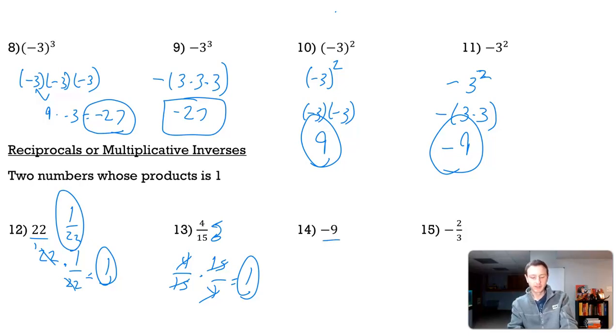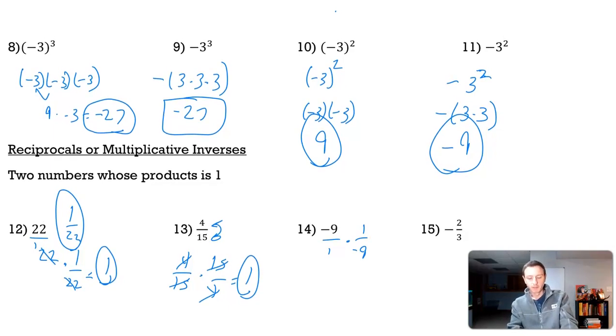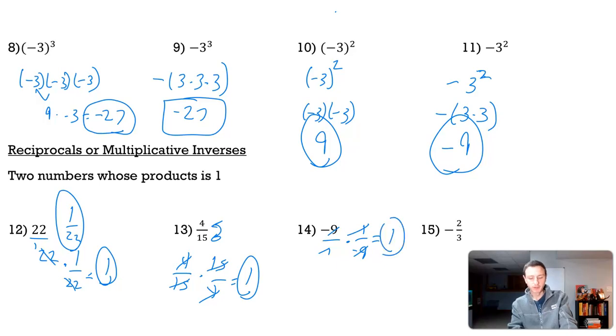Number 14, negative 9 over 1. The reciprocal is still going to be 1 over negative 9. You keep that negative there because you want the product to equal 1. And if I drop the negative, I'm not going to get a positive 1, I'm going to get a negative 1. So that's why I want to make sure you keep it negative, because 9 over 9 is 1, then 1 over 1 is 1. Negative over negative is a positive, so you get positive 1.